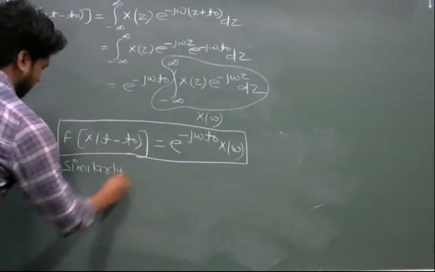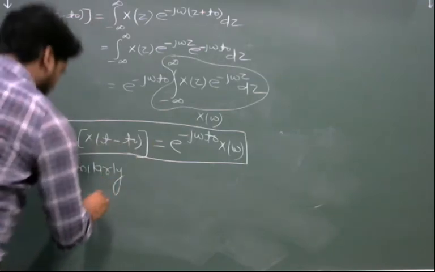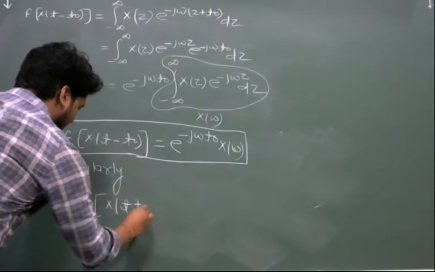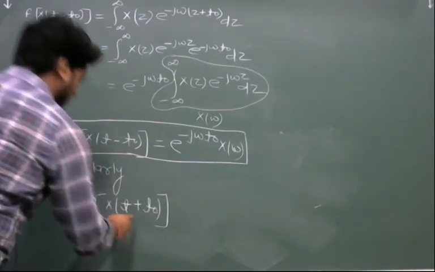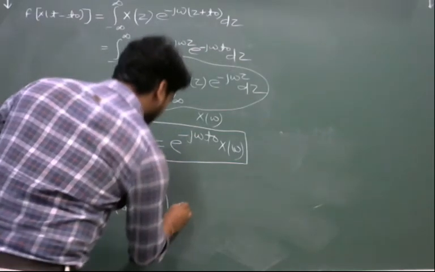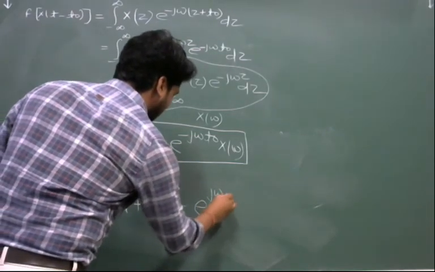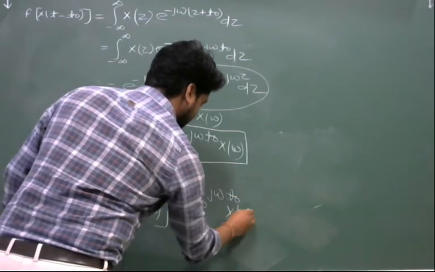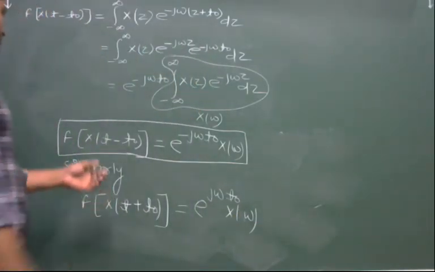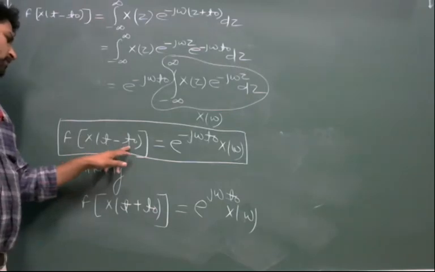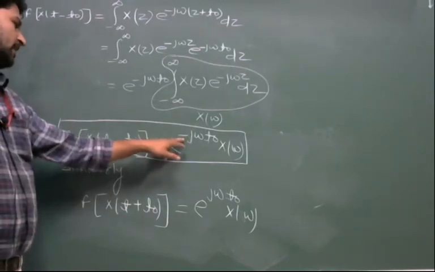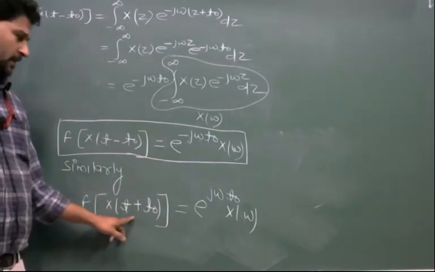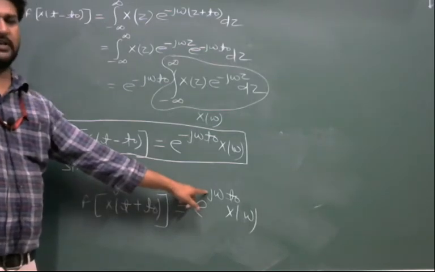Similarly, this signal is shifted by t naught to the right. If I shift this signal xt to the left by t naught unit, means the Fourier transform of x of t plus t naught will give e power plus j omega t naught into x of omega. It means that if the signal is shifted to the right, the negative sign will remain here, and if the signal is shifted to the left, means if here is the plus sign given, then here also will be the positive sign.